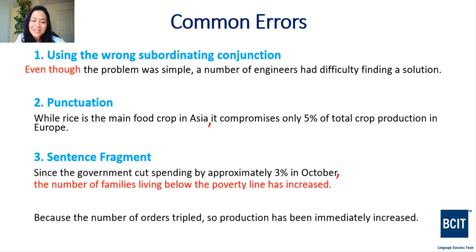Lastly, because the number of orders tripled, so production has been immediately increased. In this sentence, you cannot add the conjunction so. Remember that we use conjunctions to join two independent clauses. In a complex sentence, there is one dependent clause and one independent clause. Therefore, we cannot use the word so. This is an incorrect way to add a conjunction. But in the next lesson, we talk about how we can do this in the correct manner.